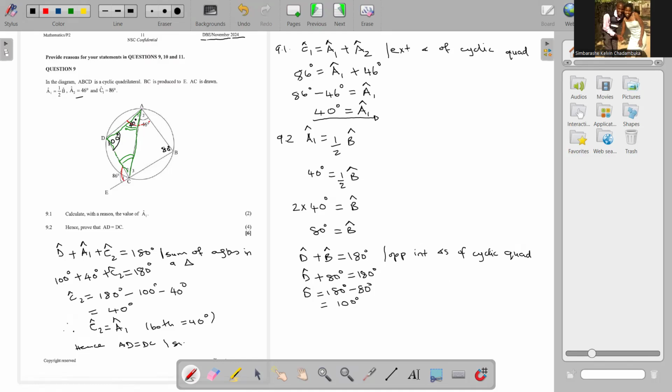These are sides opposite equal angles. Or alternatively, the reason you can write it as converse of angles opposite equal sides.